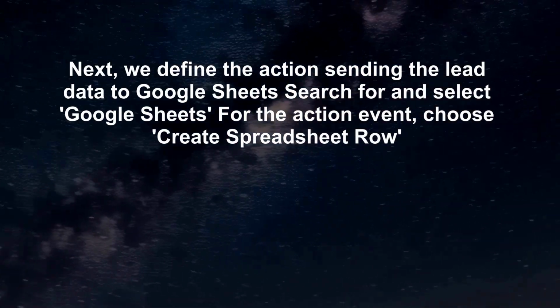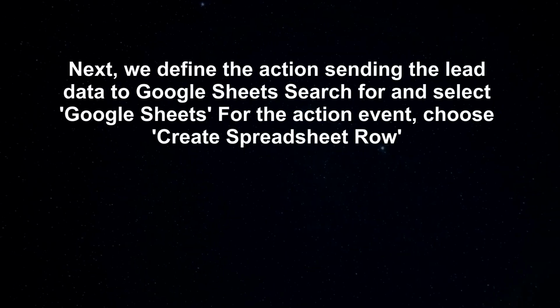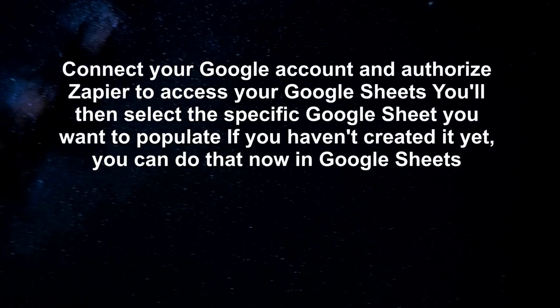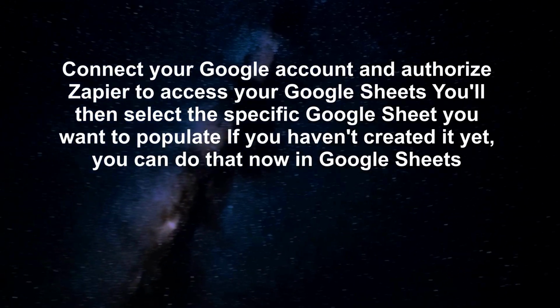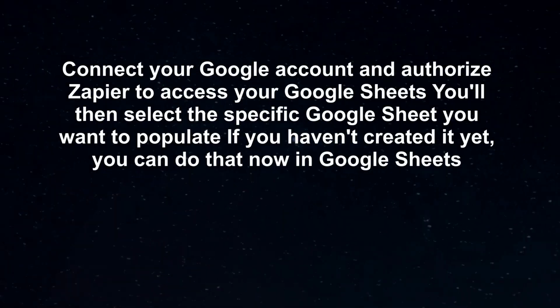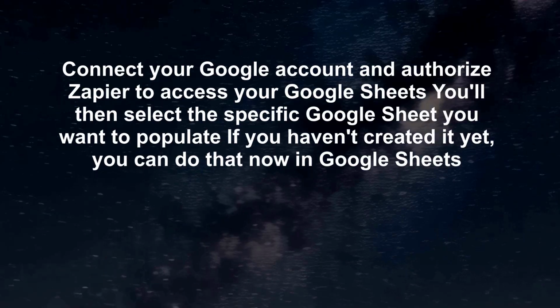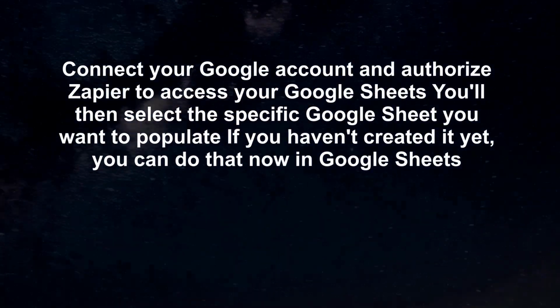Search for and select Google Sheets for the action event. Choose Create Spreadsheet Row. Connect your Google account and authorize Zapier to access your Google Sheets. You'll then select the specific Google Sheet you want to populate. If you haven't created it yet, you can do that now in Google Sheets.